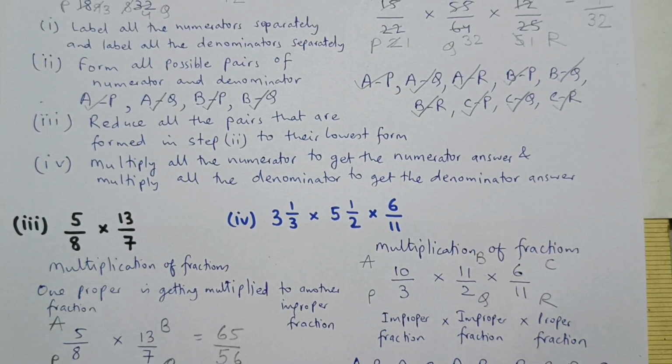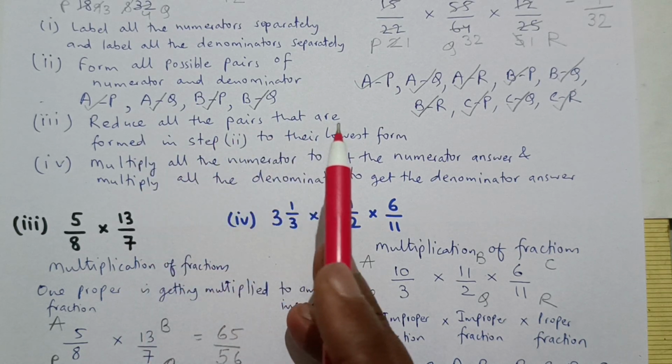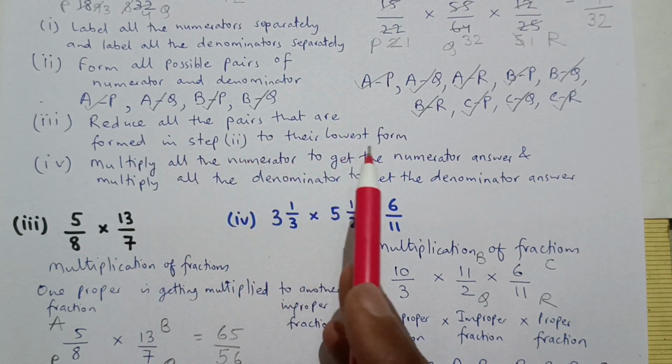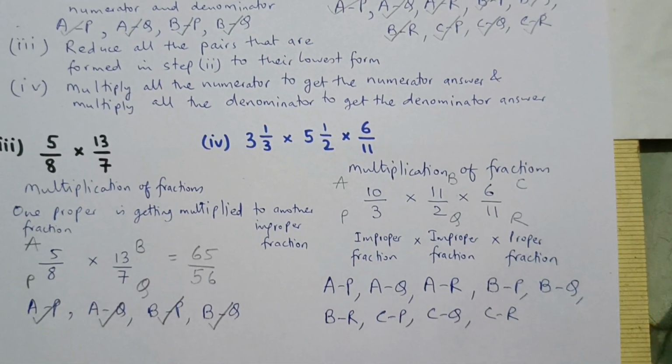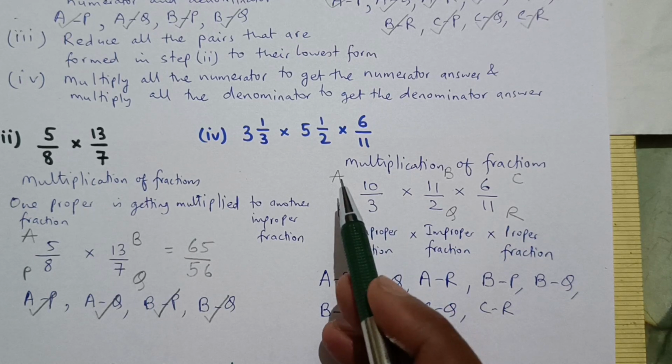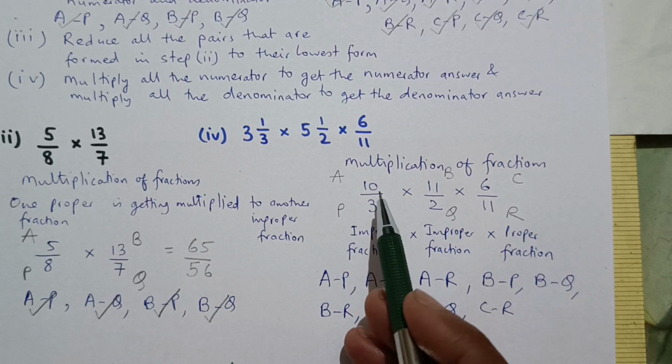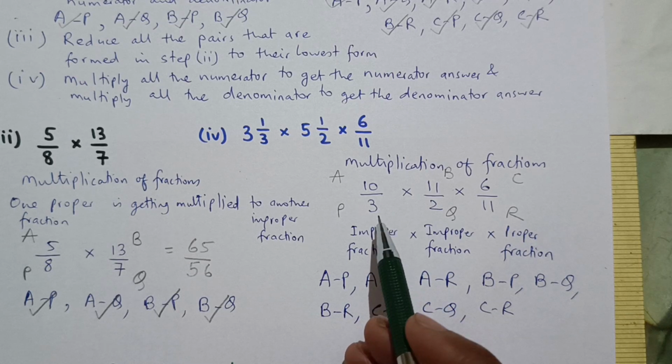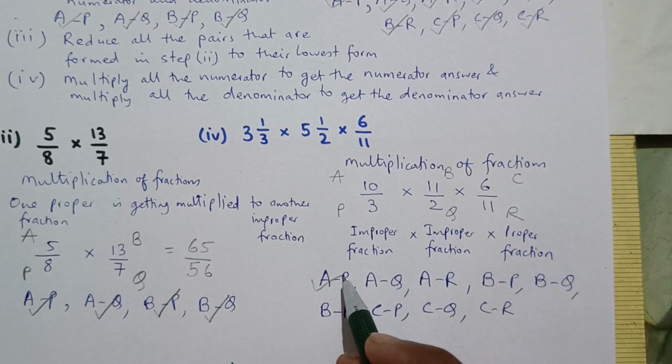Now the next step is reduce all the pairs that are formed in step number 2 to their lowest form. So we have to reduce all these numerator denominator pairs to their lowest form. So first numerator denominator pair is AP. AP. So 10 by 3. 10 by 3 we cannot reduce it any further. So this is as it is.